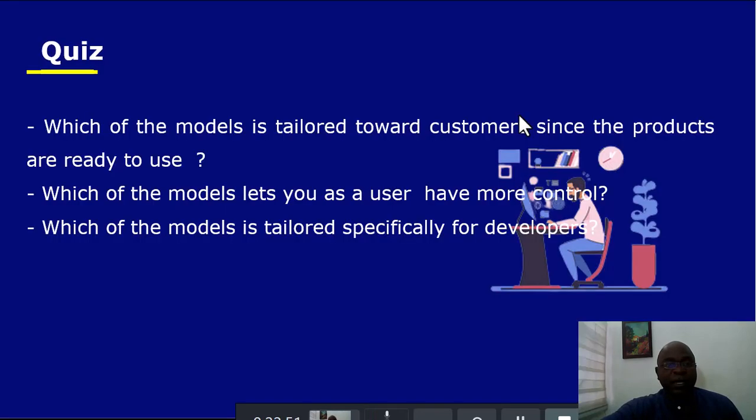So let's move ahead. We've come to the end of this module. I'd like you to answer a few questions before we go off. Which of the models is tailored towards customers, since all the products are ready to use? Put your answer in the comment section. Which of the models lets you as a user have more control? Which of the models is tailored specifically to developers? I'd like to have your answers in the comment section.